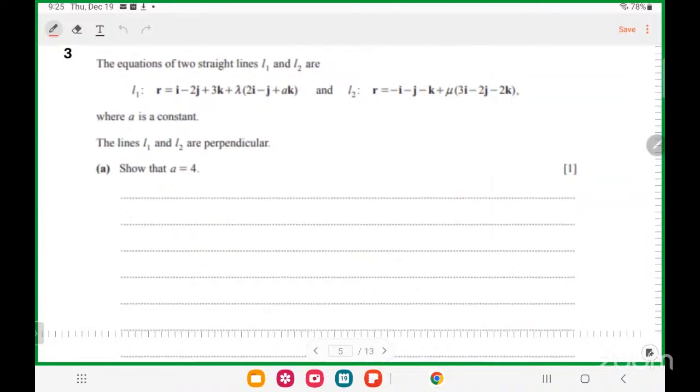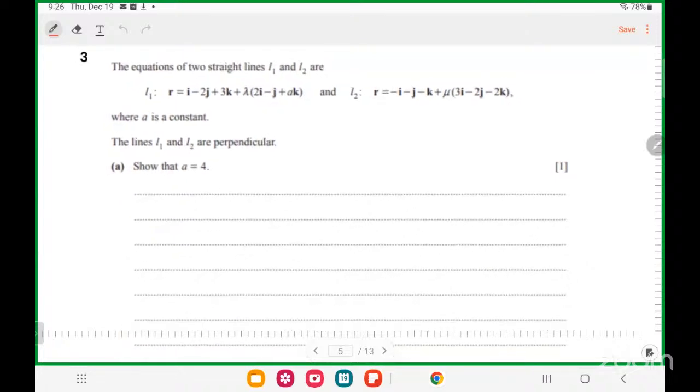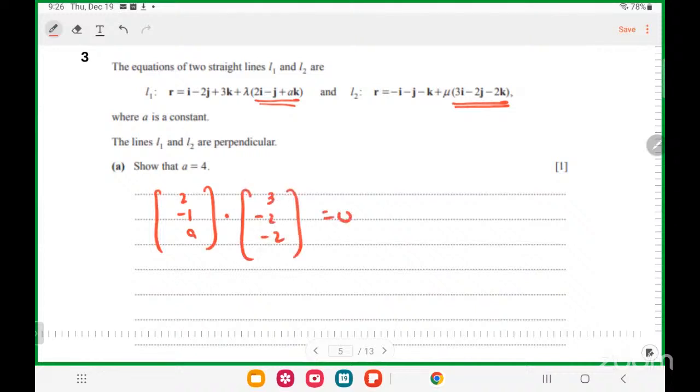The next question says that the equations of two straight lines L1 and L2 are this and this, where A is a constant and L1 and L2 are perpendicular. If L1 and L2 are perpendicular, the dot product of their directional vectors will be 0. 2, minus 1, A dot 3, minus 2, minus 2 is 0. 6 plus 2 minus 2A is 0. Minus 2A is minus 8. A is equal to 4.